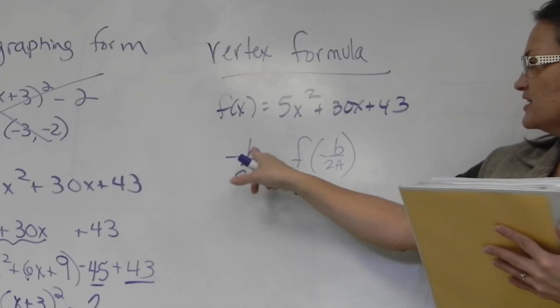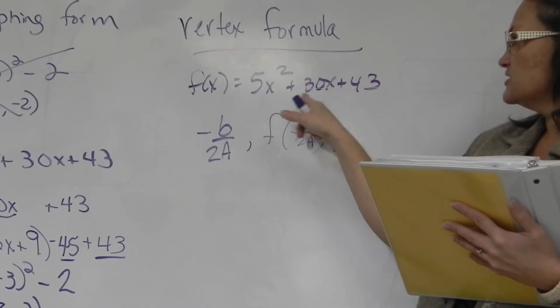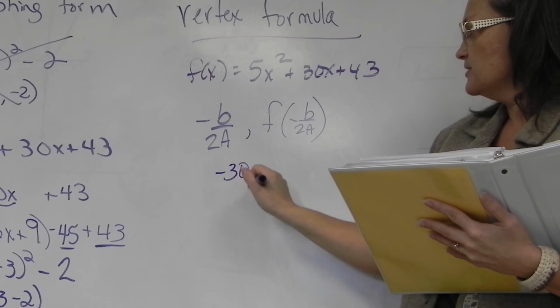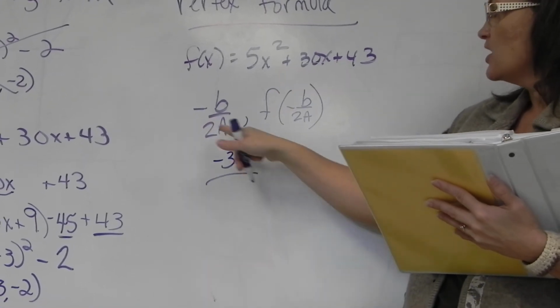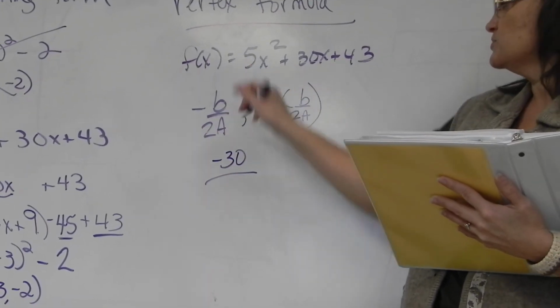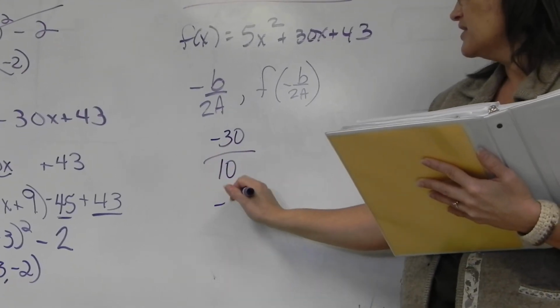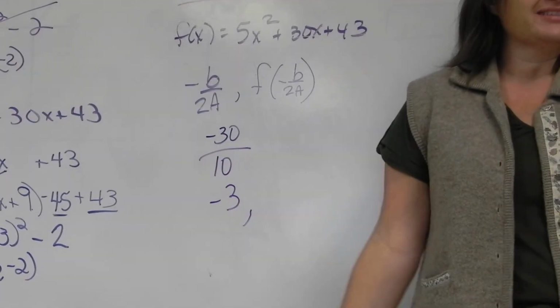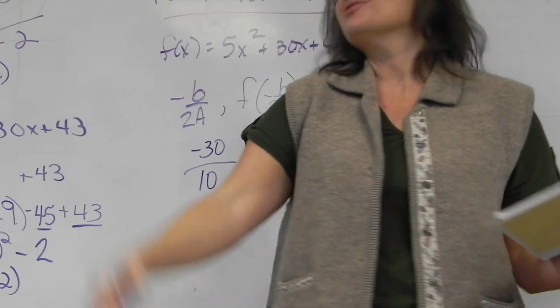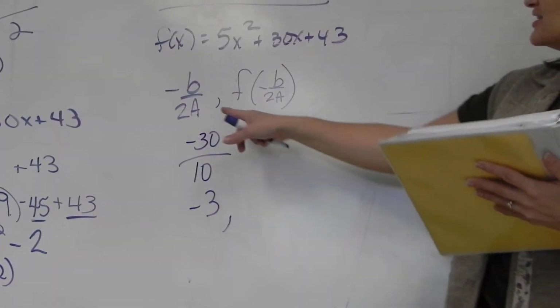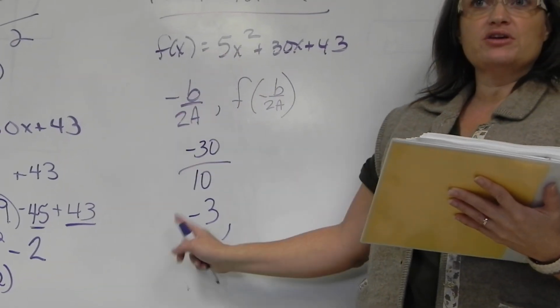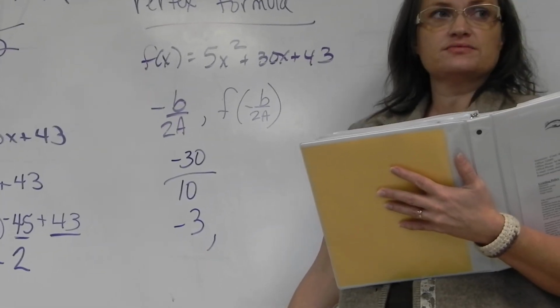So it says -b, it's in standard form, -30 would be your b, negative of b I should say, over 2 times a, 2 times 5 is 10. There's the negative 3. We're knowing this one now, right? The vertex is at negative 3, comma, negative 2. So this works. Negative b over 2a will give you the first part of the vertex.